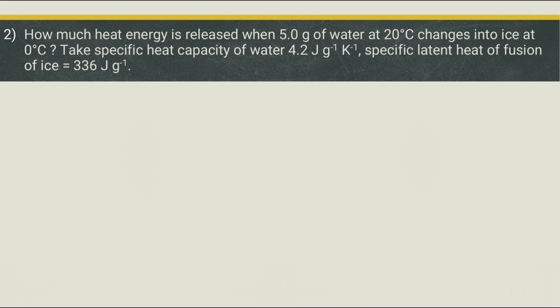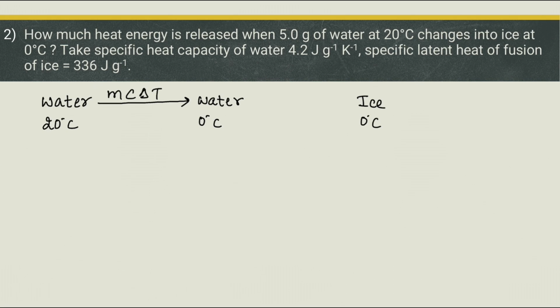Second numerical. How much heat energy is released when 5 gram of water at 20 degree Celsius changes into ice at 0 degree Celsius? So initial temperature of water is 20 degree Celsius. That finally changes into ice at 0 degree Celsius. But first the temperature of water will decrease from 20 to 0 degree Celsius. During this process, heat released can be calculated using the formula mc delta t, and now the temperature of water is 0 degree Celsius. So now water will turn into ice at 0 degree Celsius and heat energy released for that process is ml.